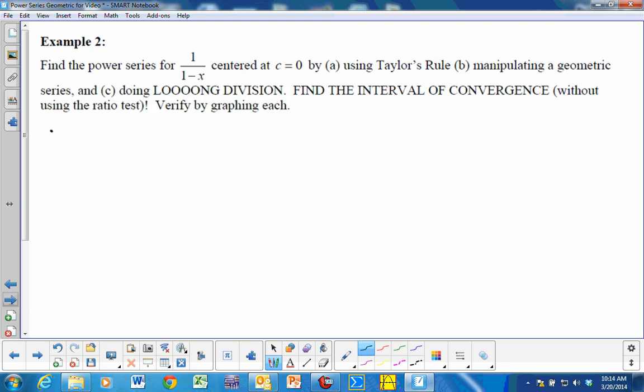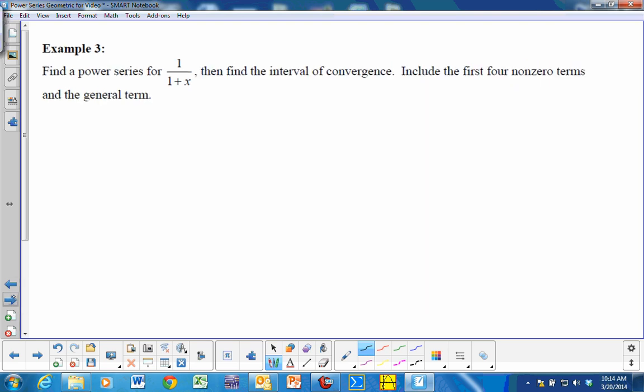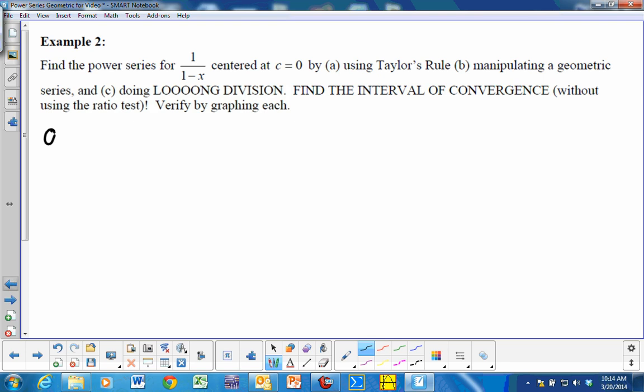So for part A, to do Taylor's rule, let's actually use that space that's above this problem that was supposed to be for example 1. So just box off that blank area and put an A, and this is going to be using Taylor's rule. So to do Taylor's rule, remember we have the original function, which is 1 over 1 minus x.